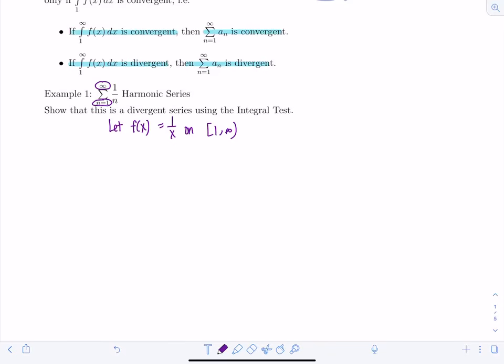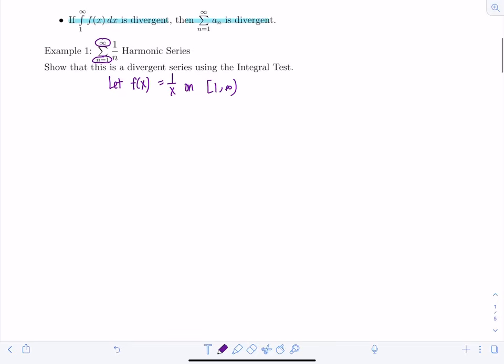Okay, so now I'm going to check the 3 conditions. Is f of x continuous on the interval from 1 to infinity? Well, what's the domain of f of x? The domain is all x's such that x doesn't equal 0, but that's fine because on 1 to infinity, 0 is not included, so we're okay. Is f of x positive on that interval? Well, from 1 to infinity, I'm only substituting in positive values for x, so yes, that's going to be satisfied.